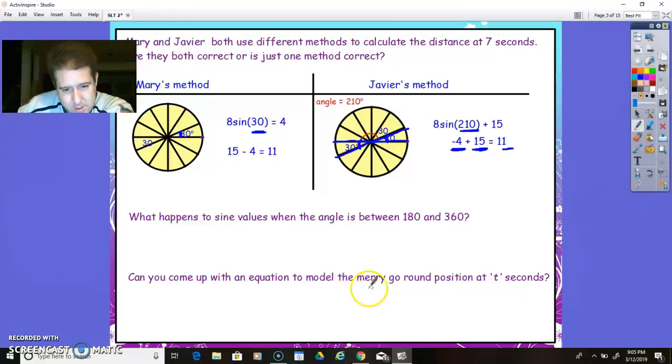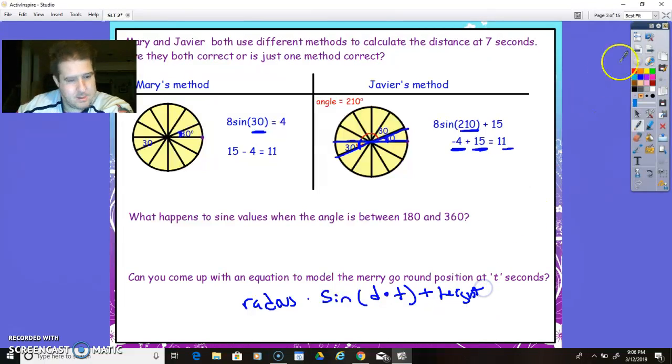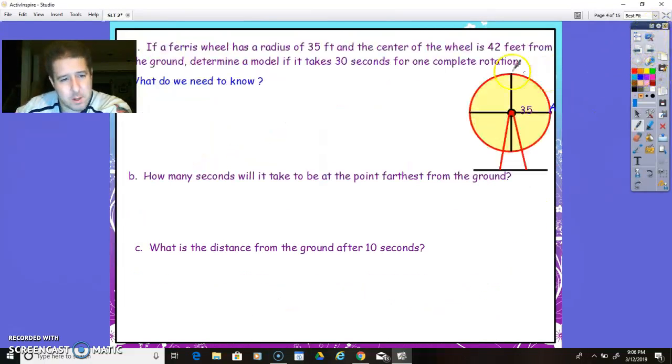Can you come up with another equation to model the merry-go-round in position after t amount of seconds? Okay, so it's radius multiplied by sine of d, which I'm going to use to represent the degrees per second, multiplied by t amount of seconds, plus the center height. And that'll always work. And we'll use that a lot in the next couple of videos.